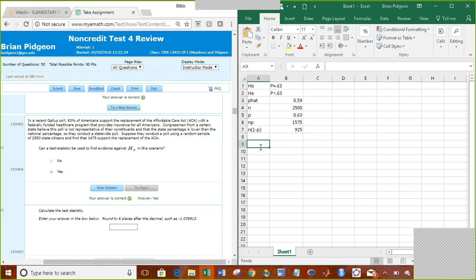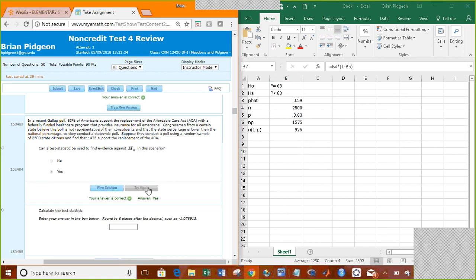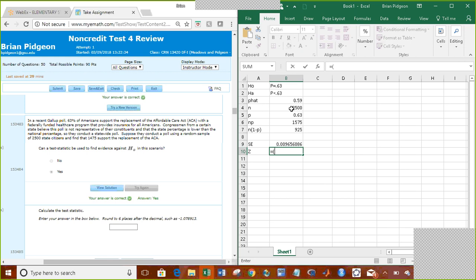So our test statistic, we first have to find the standard error. That's equal to the square root of P times 1 minus P over n. Now remember, we're not using P hat yet. It's all assuming the null hypothesis value is true. So 0.63 times 1 minus 0.63 divided by n. Standard error, now you find z, now we use P hat.